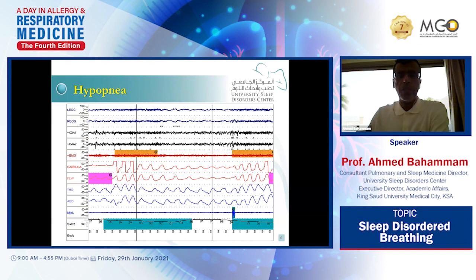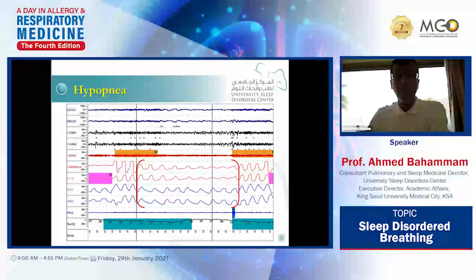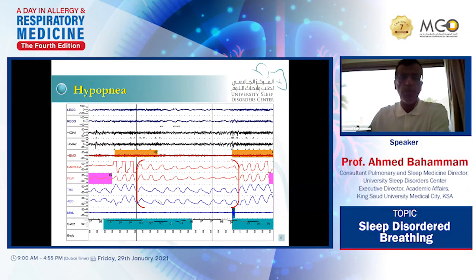You can see here there is a reduction in flow. This is normal flow, normal effort, and there is a reduction here. This is called hypopnea. Again, it has to be 10 seconds or more, but it has a different definition. I will not go into the details of that, but you have to know that there is something called apnea, which is complete cessation, and then hypopnea, reduction. And you see desaturation.